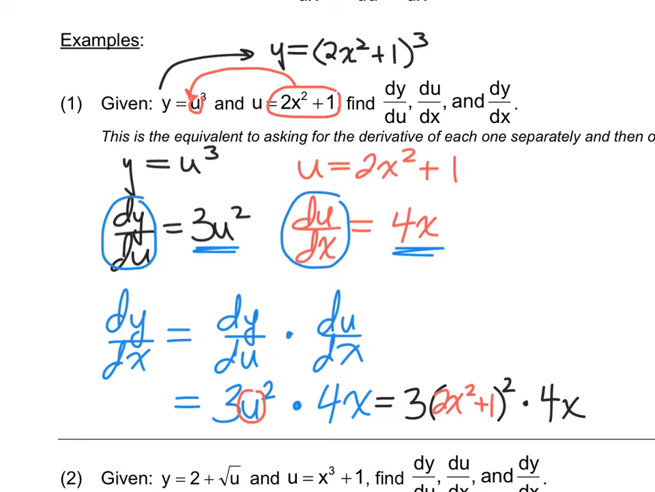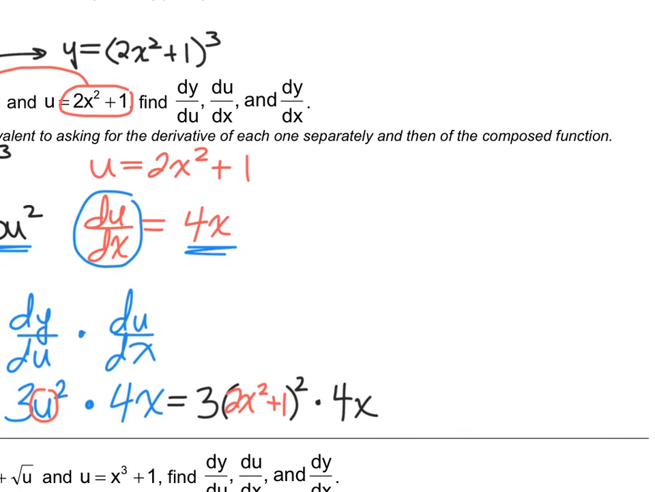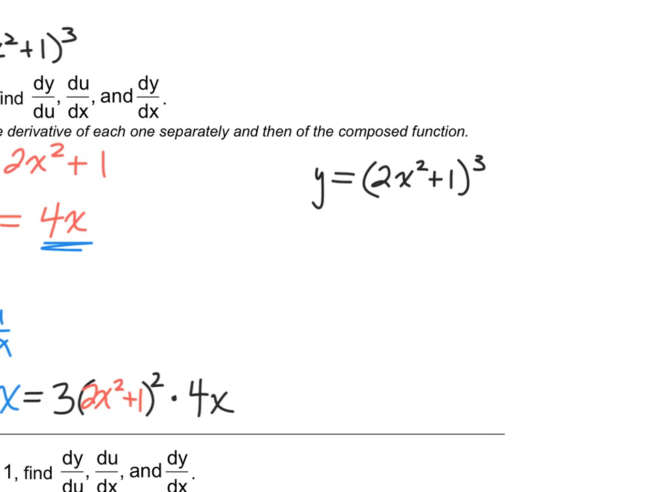All right? So let's just do a quick side by side on that, or maybe one above the other. See if we can learn something here. So y equals 2x squared plus 1 cubed, and its derivative, dy/dx, was equal to 3 times 2x squared plus 1 squared times 4x.